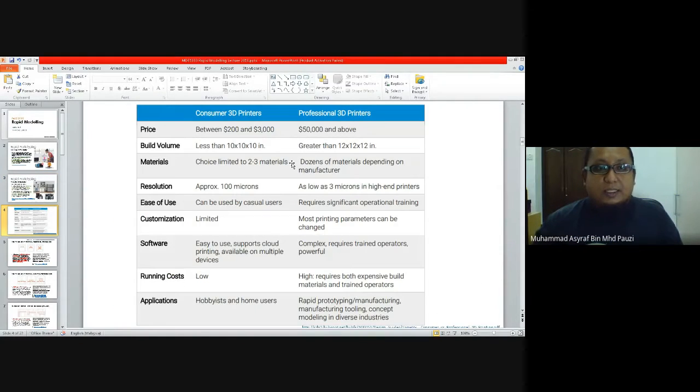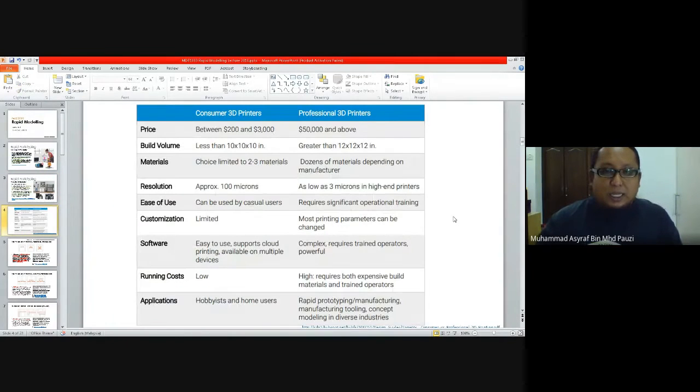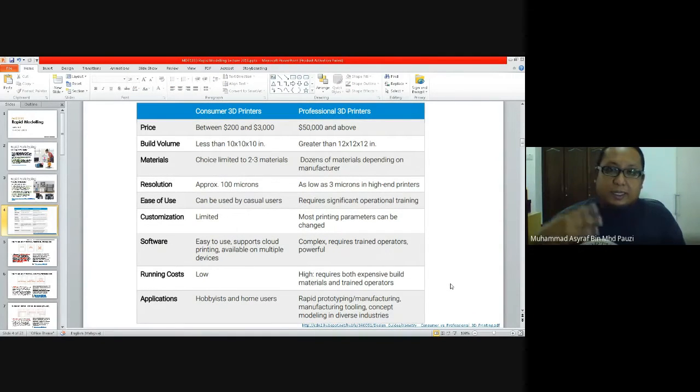So next, okay, this is the comparison table that I took from the report. Okay, you can see this link. You can open up the report and read the article. Okay, like I said, the price is totally different.